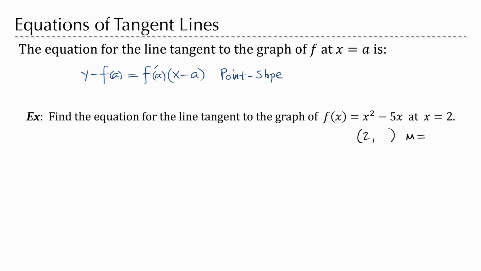So an easy first step would be to just take my 2 and plug it in my function to figure out what that y value is. If I plug in 2, that gives me 2 squared, which is 4, and plugging in 2 here gives me a 10. So if I take 4 minus 10, that's going to give me a negative 6. So the first thing I found out is that my y value here is negative 6. Now the next step is to figure out the slope, so that means I'm going to have to figure out the derivative.